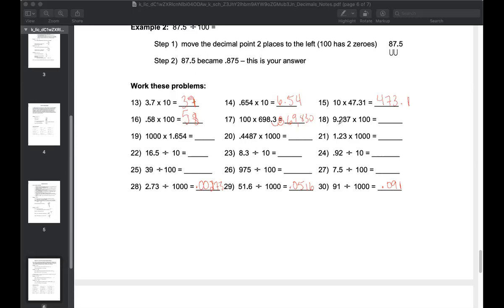Let me see. I'm writing now. I got 92.37? So you've got to move the decimal 2 places to the right. Is it 923.7? Yes, 923.7. Okay. To show you have thousands, you're going 3 places to the right. What do you have for number 19?